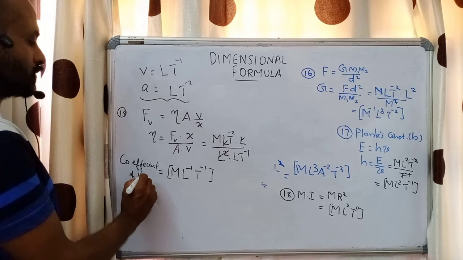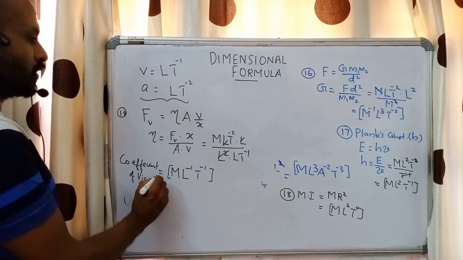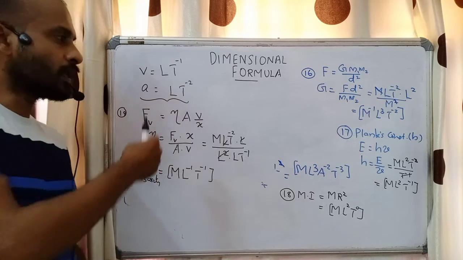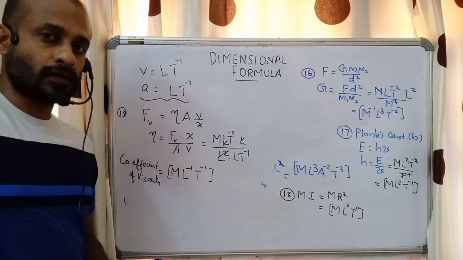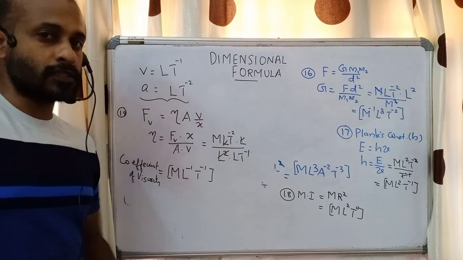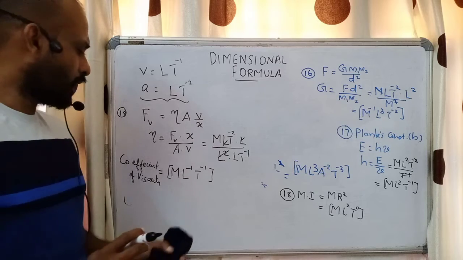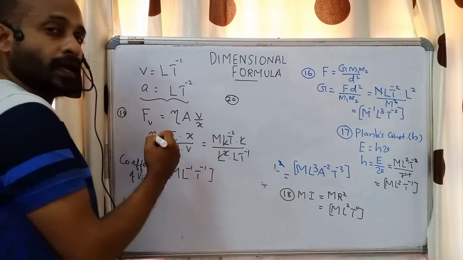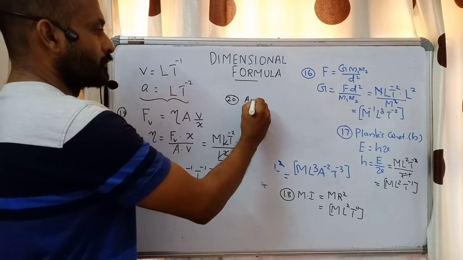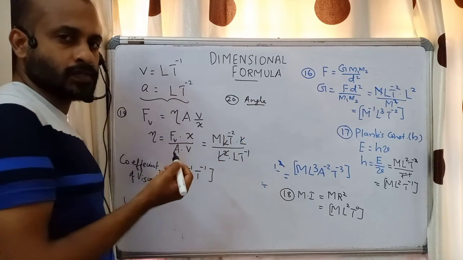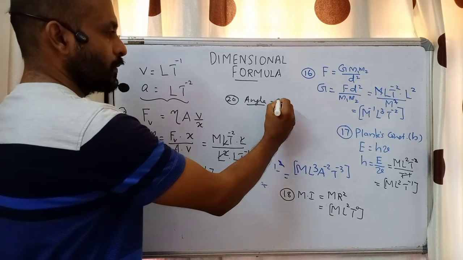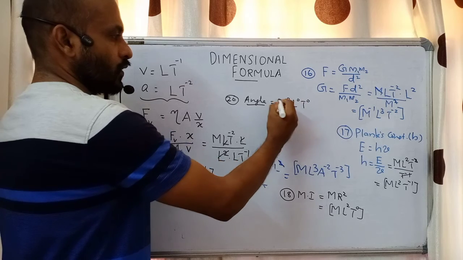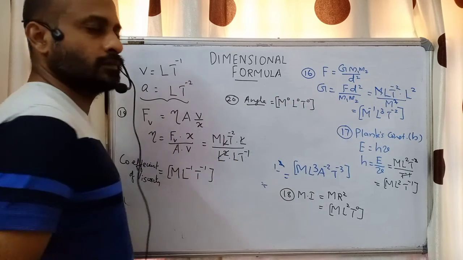So totally we have seen almost 19 dimension formulas today. Similarly, by using the equation, we can get the dimension formula of each physical quantity. Then I'll write one more dimension formula to make it 20. The 20th one we can write is angle. What is the dimension of angle? Actually angle does not have a dimension formula. So how will you express it? M raised to 0, L raised to 0, T raised to 0. This is for angle.